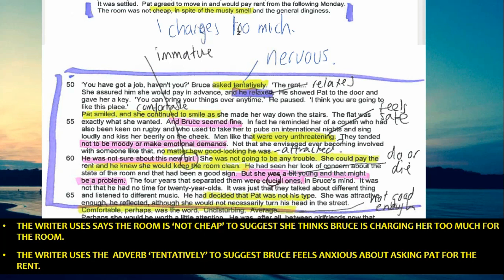Then it says he relaxed. So the verb shows that Bruce relaxes when Pat says she's got a job. And then he says Pat smiled and continued to smile. So you could say that they both seem comfortable with each other and Bruce seemed fine. So don't need to explain that.